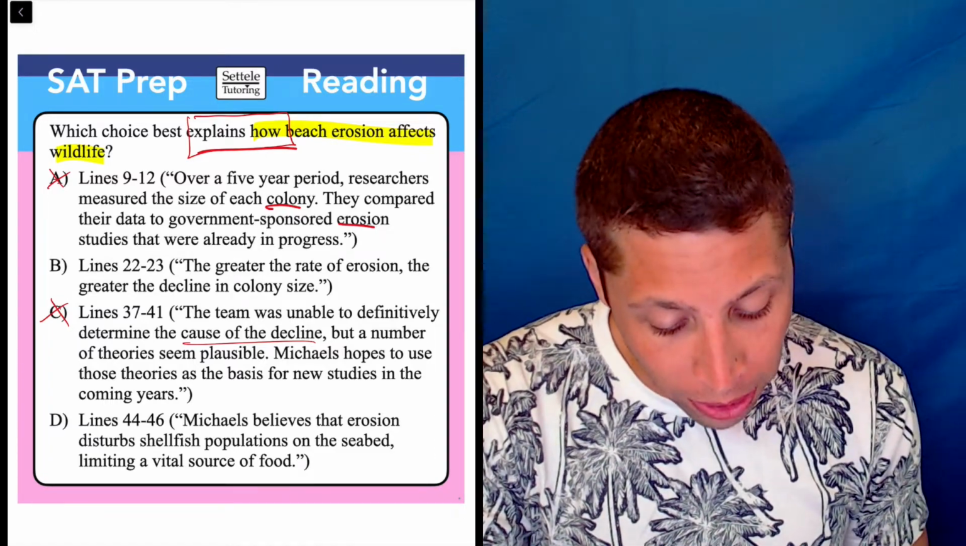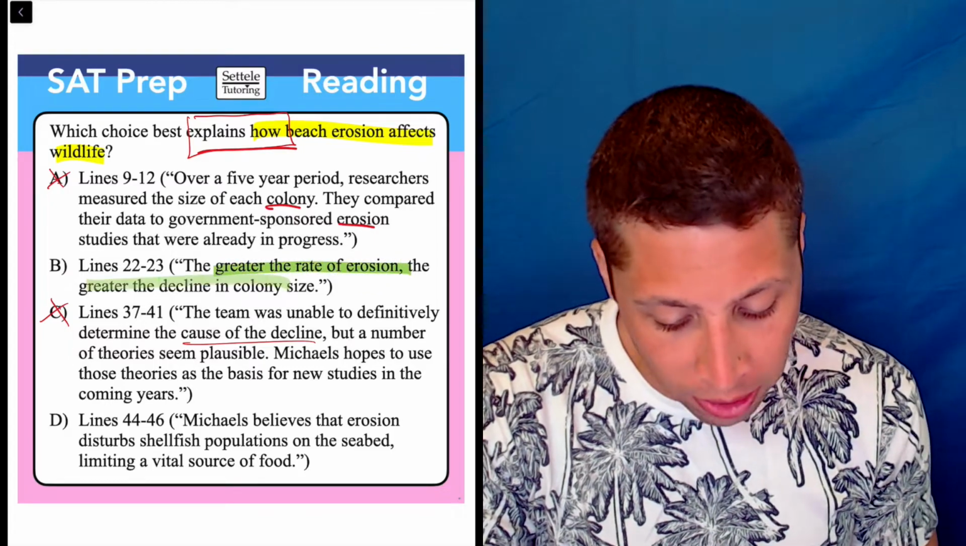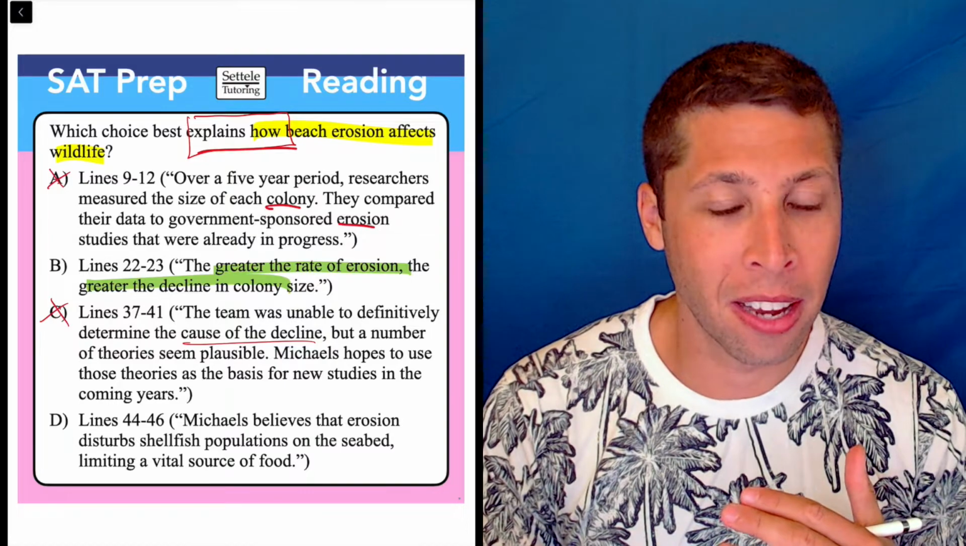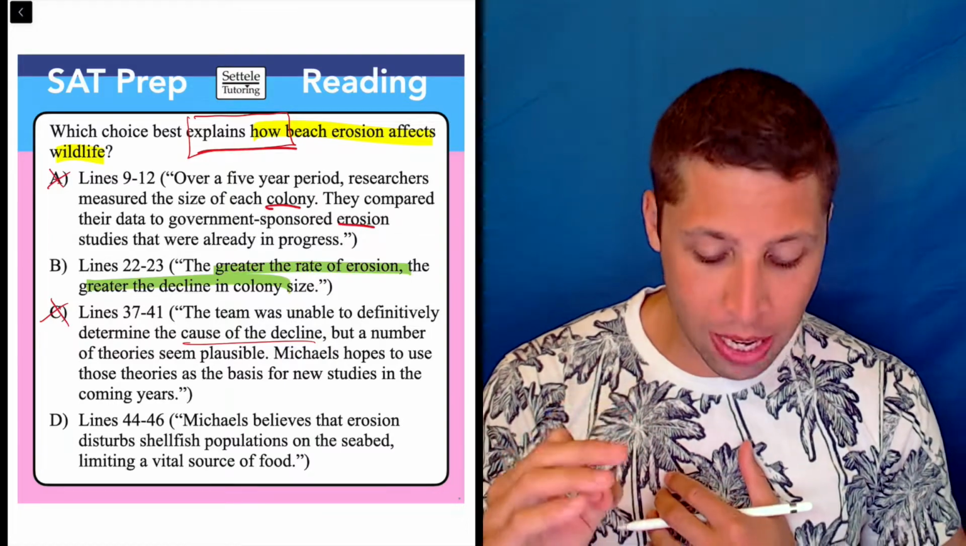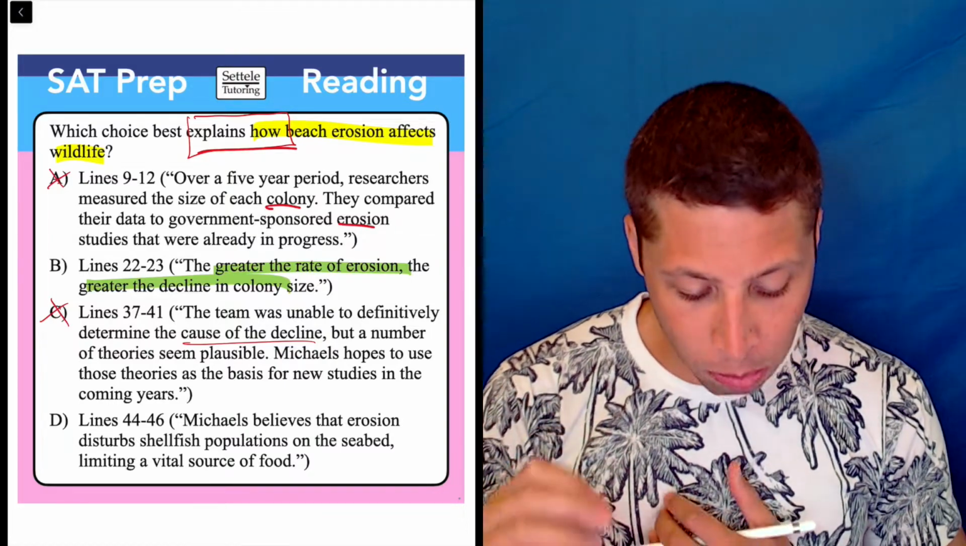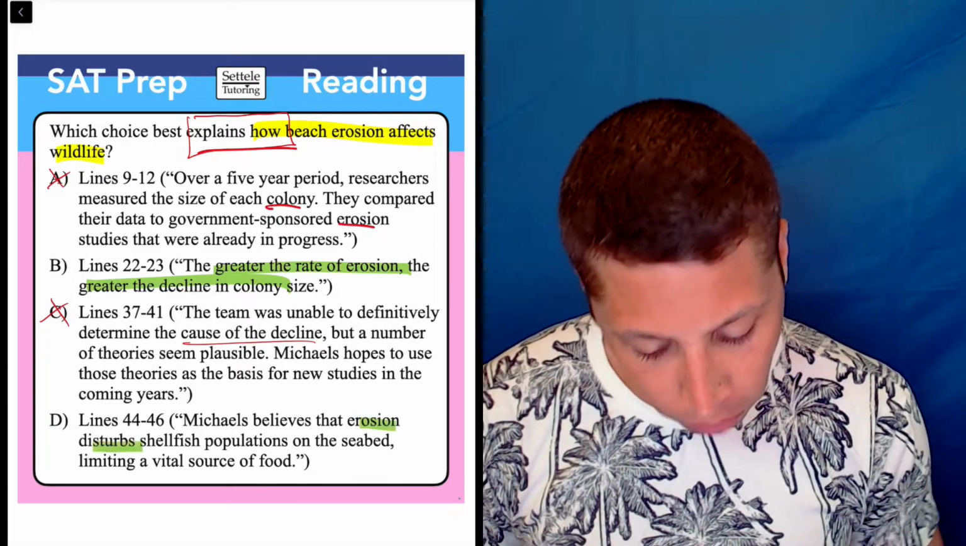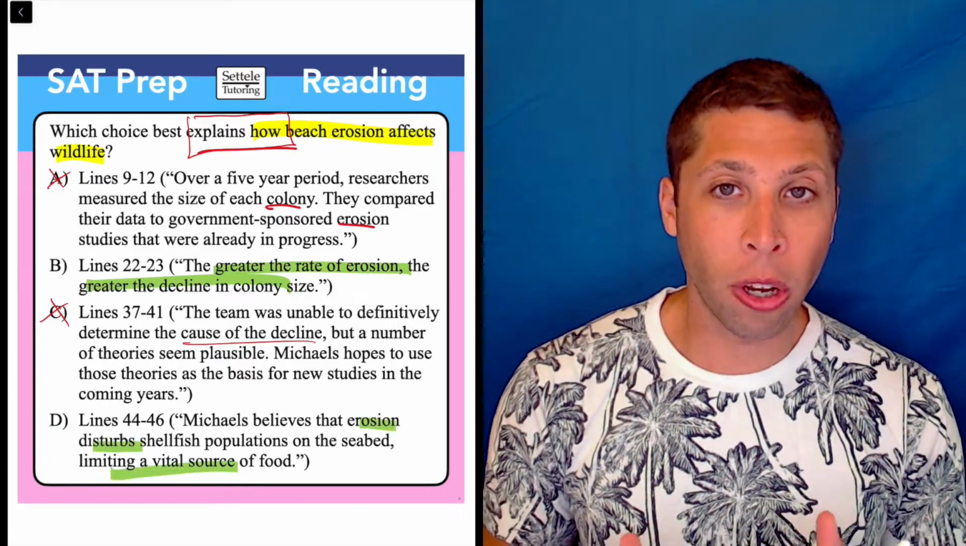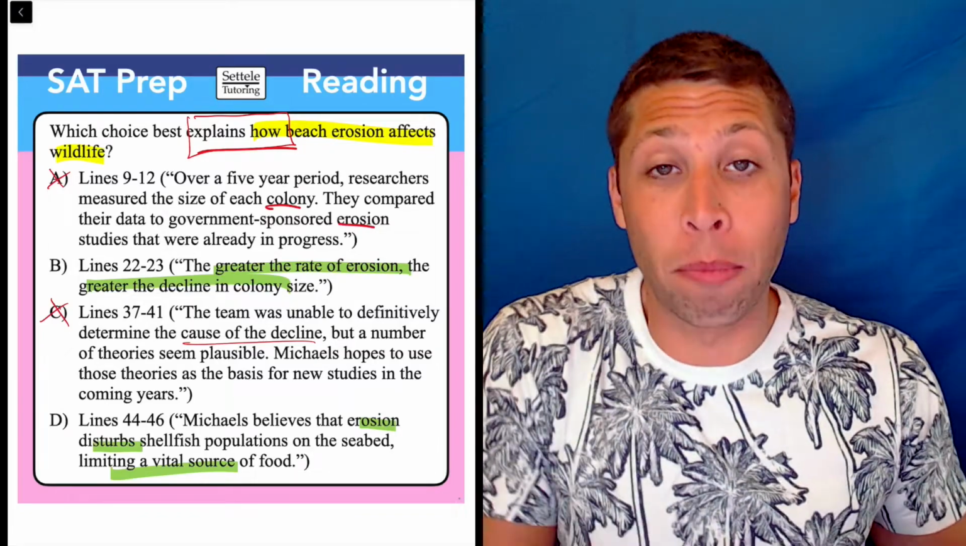So of the two remaining choices, B kind of does talk about an effect. The greater the rate of erosion, the greater the decline in the colony size, right? So that's clearly some sort of effect. But if we compare that to choice D, we see that D is better. Michaels believes that erosion disturbs the shellfish population on the seabed, limiting a vital source of food. So food for what? The wildlife, presumably.